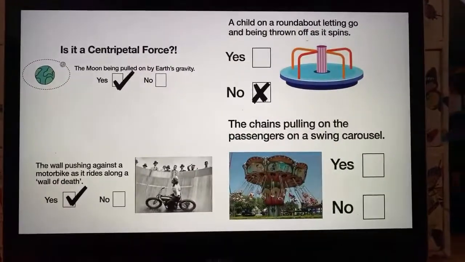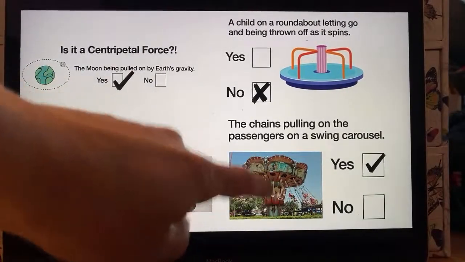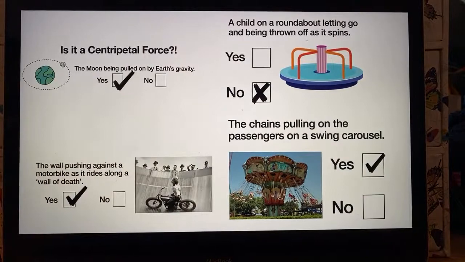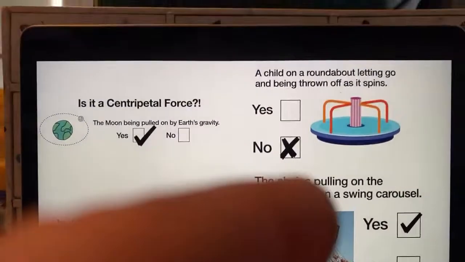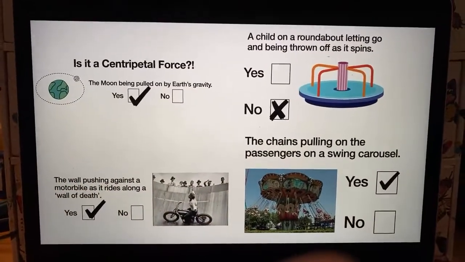The chains pulling on the passengers on a swing carousel. Yeah, totally. That is centripetal force. That is very, very similar, isn't it, to what we just did with our piece of string. And if you would like proof of what I've said, then, is that okay? So it was yes, yes, no, yes.